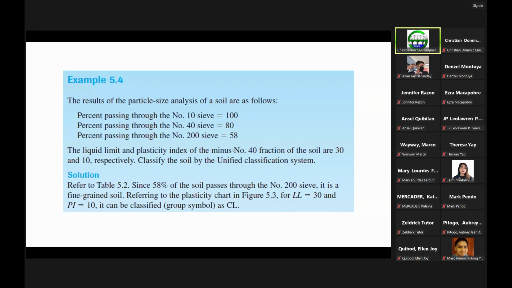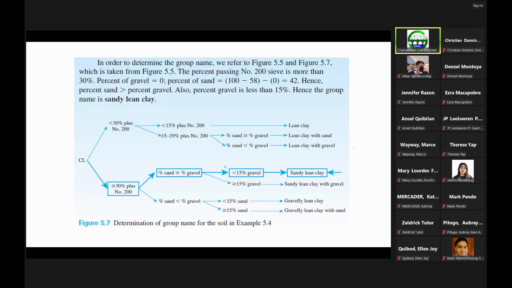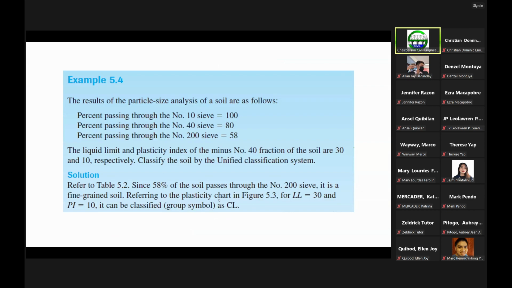Based on the plasticity chart, LL equal to 30, that's this one here, and PI equal to 10. Then most probably this can be OL or CL. In this case, we classified it as CL, presuming it is not an organic material. It is an inorganic material. So that's a CL, where L means low plasticity clay.